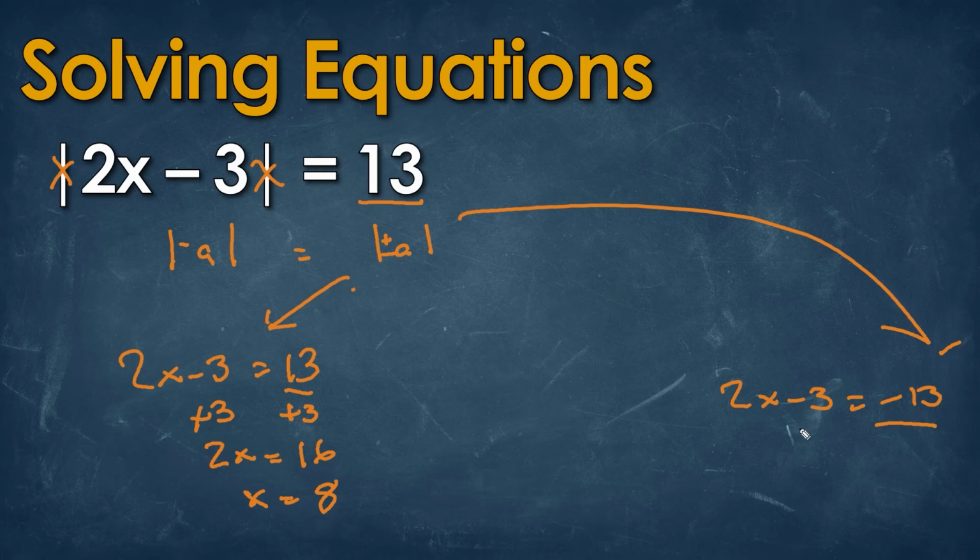Now solving for this one here on the right, we're going to add 3 on both sides. But this time it's going to give us 2x is equal to negative 10. So if we solve for x, that's going to give us a value of negative 5. So we'll have two values for x.